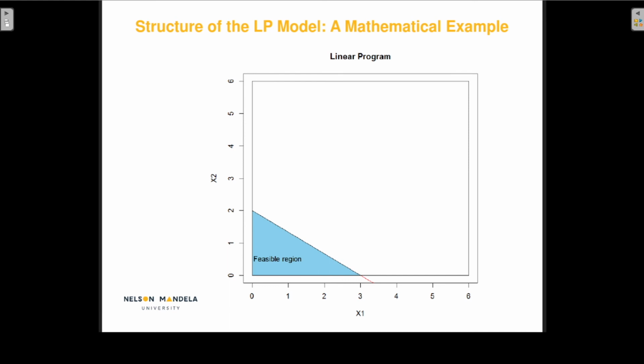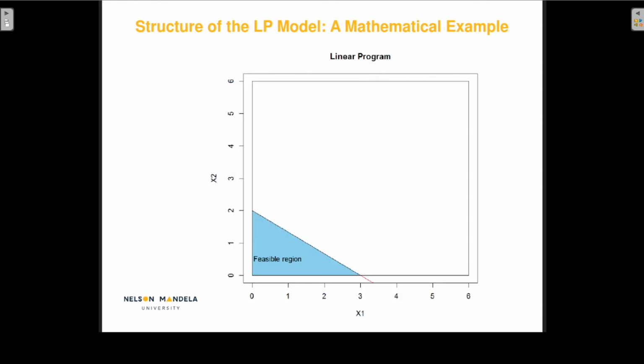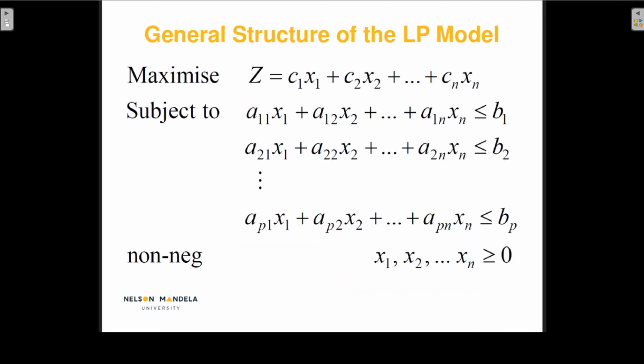So we have many possibilities for x1 and x2 within this feasible region, but to choose the optimal solution for x1 and x2 would be where we maximize x1 plus x2. So we want to maximize that objective function within this feasible region. So the solution must fall within the feasible region where this objective function is maximized.